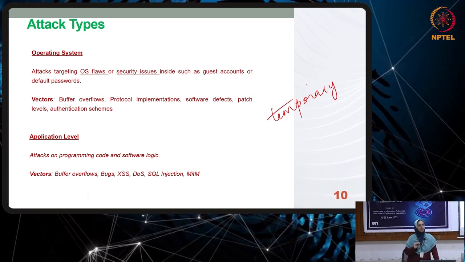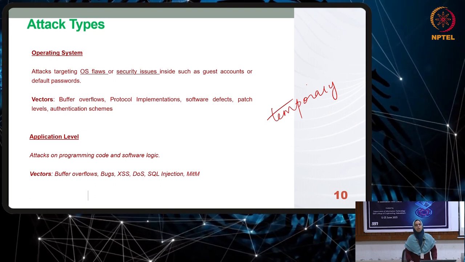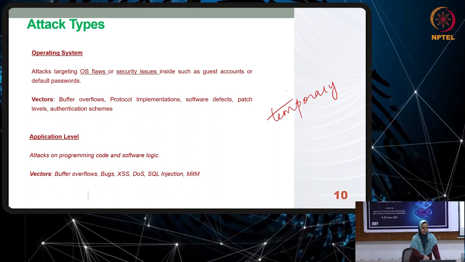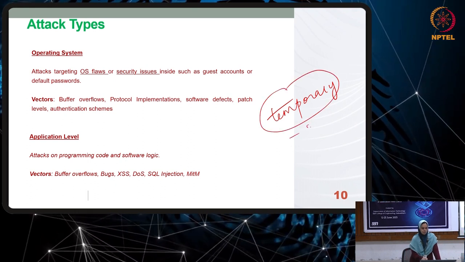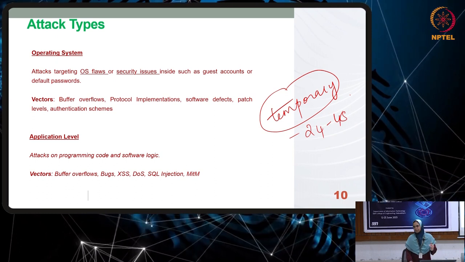See, I assume an attack happens in an industry. Immediately, they will not think about the future solution. Immediately, I should stop this attack. So that will be a temporary solution which works only for 24 to 48 hours. That patch level will be low, right?